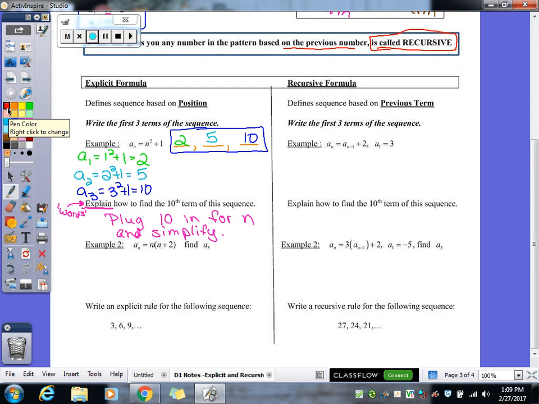All right, so example 2, they want you to find a sub 5. So I'm going to give you guys a minute. I want you to find a sub 5. Plug your 5 in.